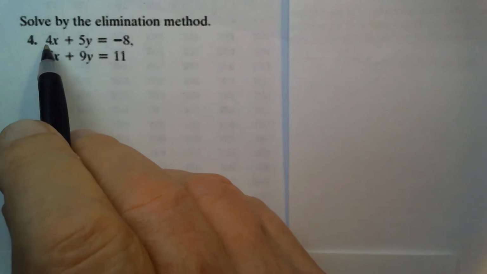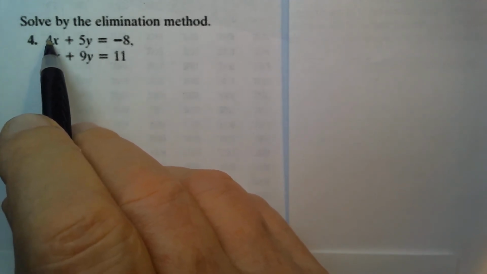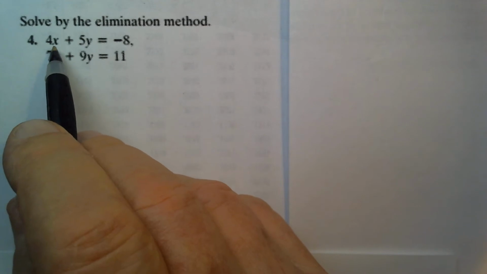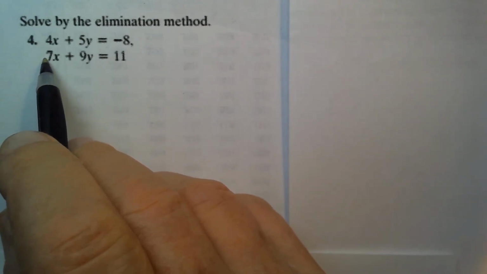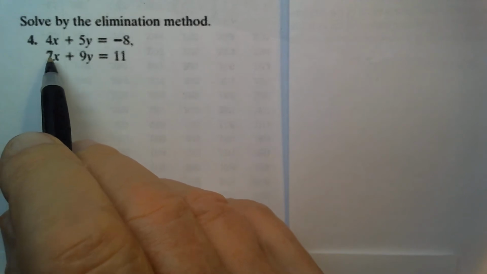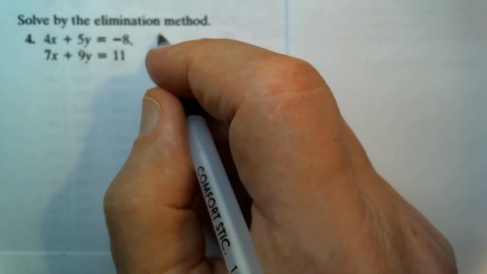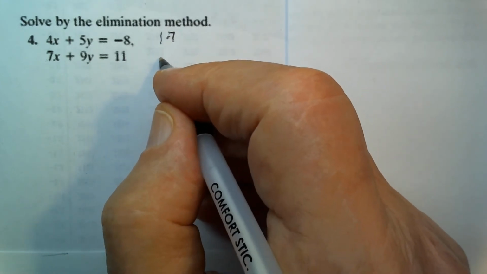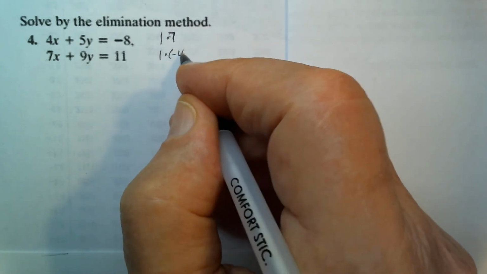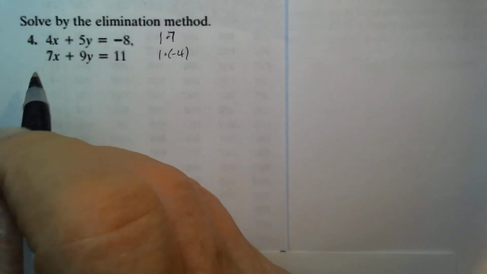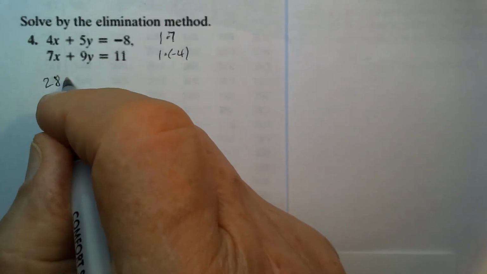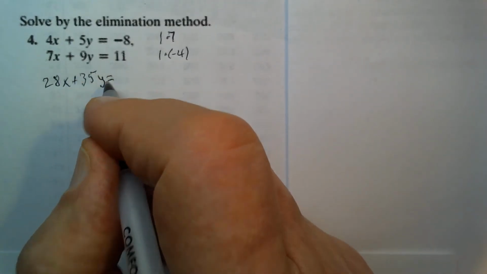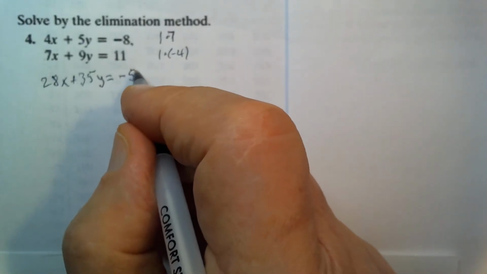If we multiplied the first equation by 7, that gives us a 28x. Of course, we get different coefficients here too, but let's just focus on the x. If we multiply the second equation by negative 4, then we get a minus 28x. So let's multiply the first equation by 7, and the second equation by negative 4. That would give us 28x, and 7 times 5 is 35y, and 7 times minus 8 is minus 56.